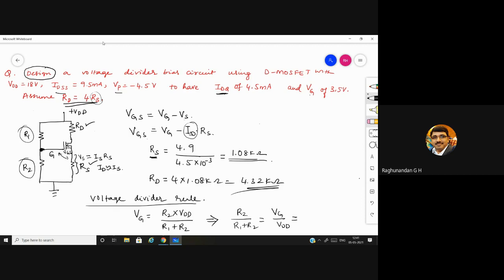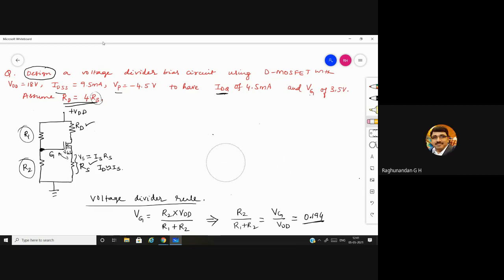So what is VG by VDD? 0.194. 0.194. All of you got the same? Yes, sir. Okay. See now, whenever we are having two unknowns, what is the common method we use? Whenever we have two unknowns in a parallel branch circuit, what is the common method we use?